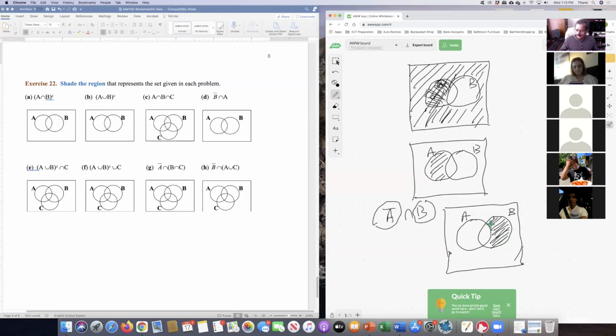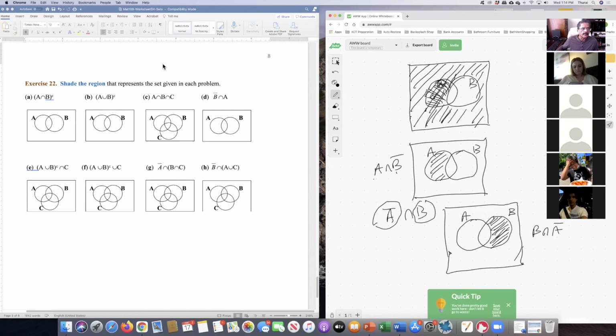Okay, so this is A intersection B bar, which will be the part of A that's outside B. And this is B intersection A bar, the part of B that's outside of A. Going to part E, A union B complement intersection C.